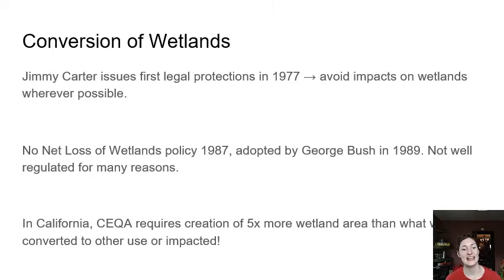So in California, the California Environmental Quality Act, which is a really good act, requires that if you are going to remove some amount of wetland, that you need to build 5 times more wetland area than what you converted or impacted, which is really cool because it's not just no net loss, but we're trying to make a gain in the amount of wetlands that we have. But this still totally suffers from the lack of oversight in how those wetlands function later, the lack of accountability on the people who then build those wetlands. So it's not a great system, but it's at least a push in the right direction.